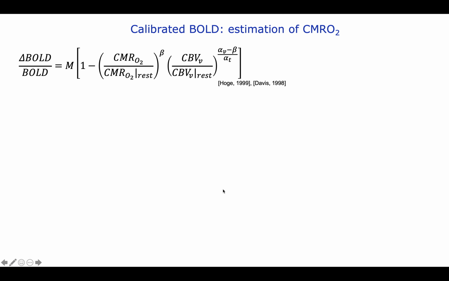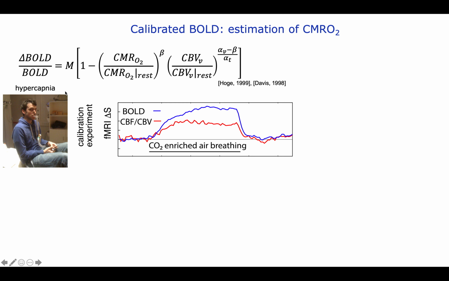But there's yet another non-BOLD layer-dependent fMRI method, namely calibrated BOLD, which is used to estimate changes in the cerebral metabolic rate of oxygen, CMRO2. Basically the rate of oxygen consumption. And this works as follows. You just assume that your BOLD signal is a function of a lot of different physiological parameters, such as oxygen consumption and the vascular physiology, blood volume, blood flow. And you can tease apart these vascular components and oxygen consumption components with a series of different experiments.